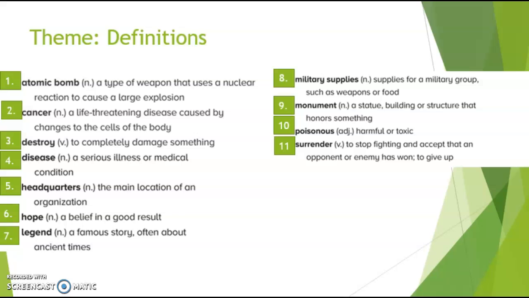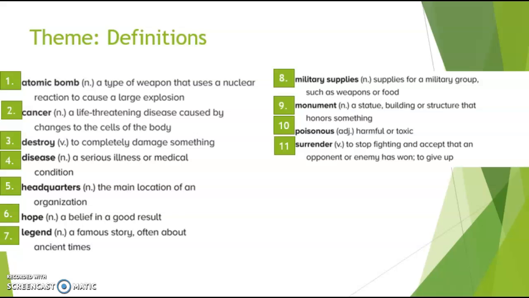So in the first concept, atomic bomb, you know that it's a type of weapon, okay? Es un tipo de arma that uses a nuclear reaction. Remember that a nuclear reaction is when you are working with or mixing elements. So here we're talking about chemistry.